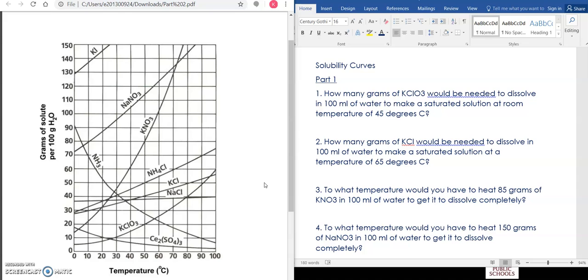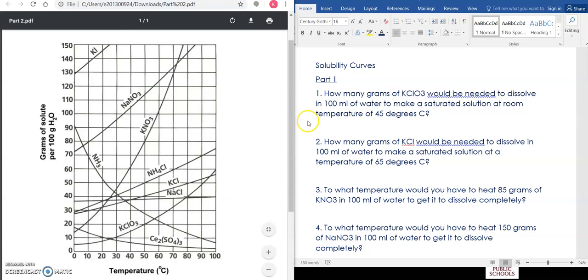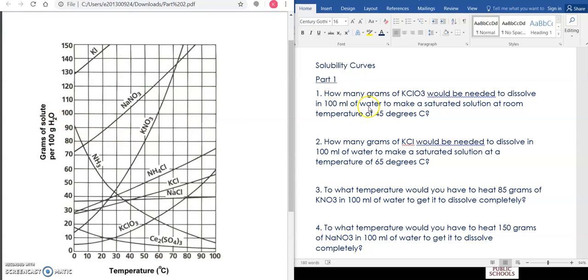There's a lot of pieces of information here to analyze. So it says that there's going to be 100 milliliters of water. I know that that's going to be true for all of the compounds because it tells me that on this axis of my graph right here, grams of solute per 100 grams of water. So that really is an unnecessary piece of information in the question, and we can say, okay, they're all in 100 milliliters of water, and we can keep moving.